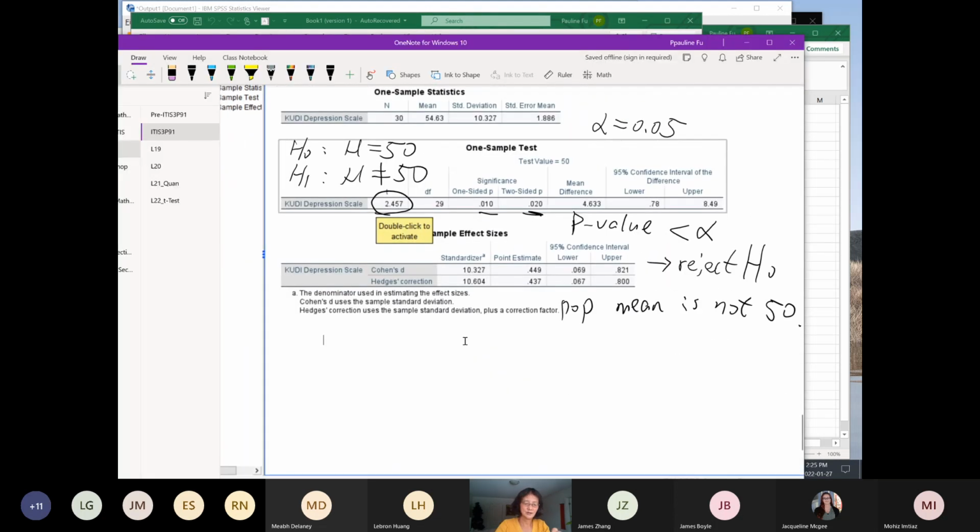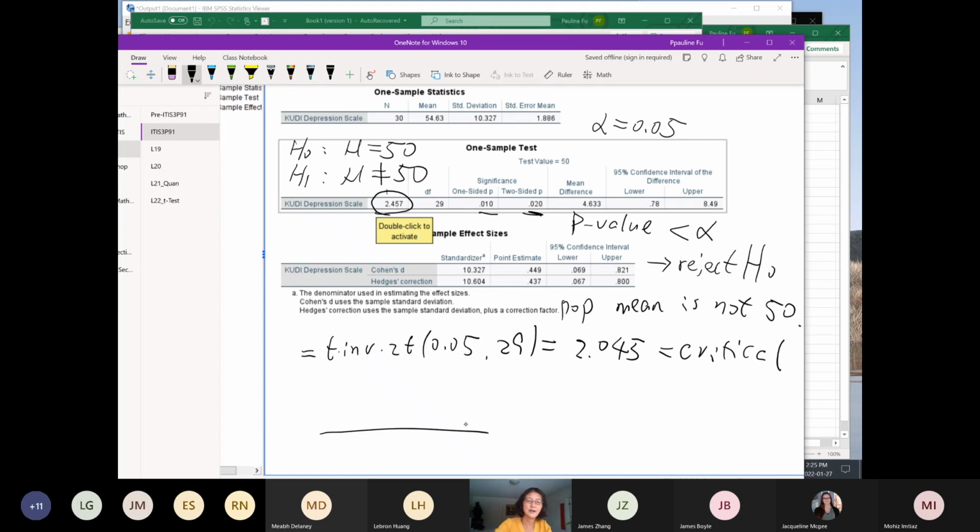Okay. So critical value, use Excel, you use t.inv.2t. Probability 0.05, degree of freedom 29. 2.045. This is the critical value. And then you compare the critical value with the test statistic. So maybe label the critical value first, 2.045.